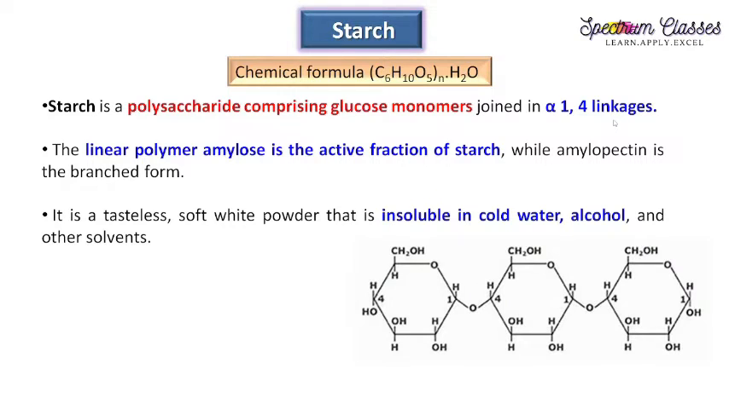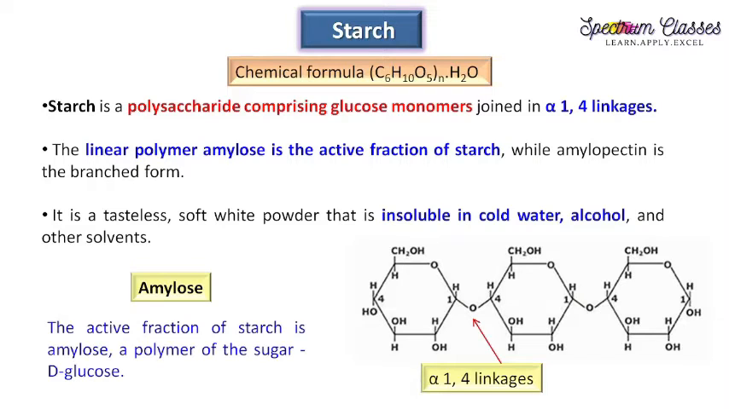Here I am going to show you the structure. So here the alpha 1,4 linkage is this. Its linear polymer is termed as amylose, whereas its branched polymer is termed as amylopectin. This amylose is the active fraction of starch. It is a tasteless, soft white powder which is insoluble in cold water as well as alcohol and other organic solvents.